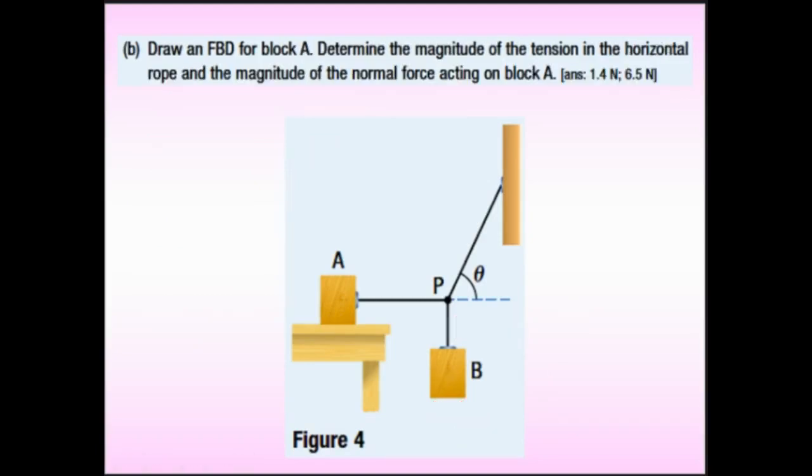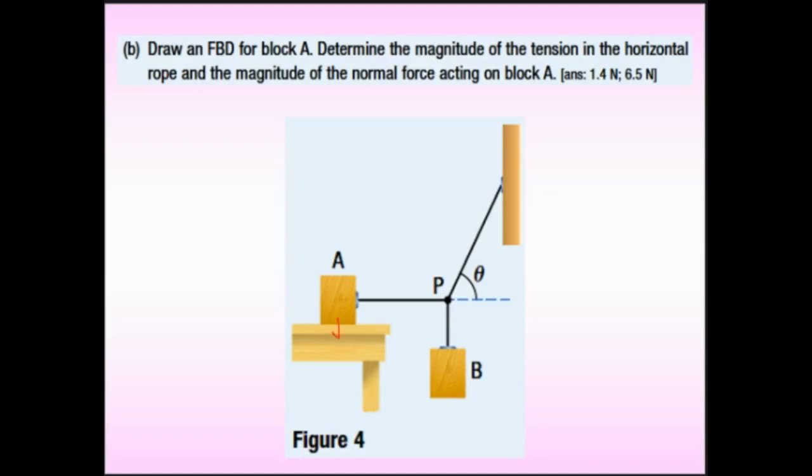Same thing, but this time we're diverting our attention to which block? Draw an FBD for block A. Okay, how many forces were on block A when we discussed it? 4. 1, 2, 3, 4. 2 on each axis, and each 2 pair is opposite to each other. All right, so let's start.